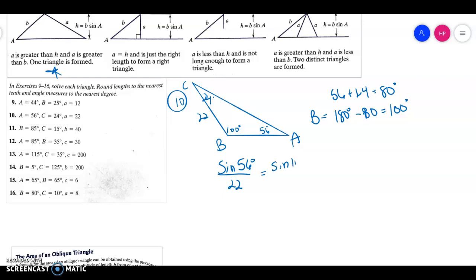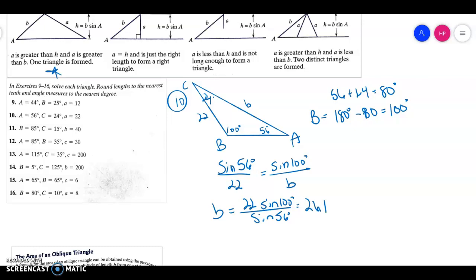So if I do the sine of 100 divided by B, because angle B will be opposite side B, that should be my longest side. So it should be the longest between the 22 and whatever C is, it'll be my biggest number. I can cross multiply this to solve. So if I multiply B times the sine of 56 and 22 times the sine of 100, and then divide, I have 22 times the sine of 100 degrees divided by the sine of 56 degrees. And I'm supposed to round to the nearest tenth. And so I should get 26.1 for side B.